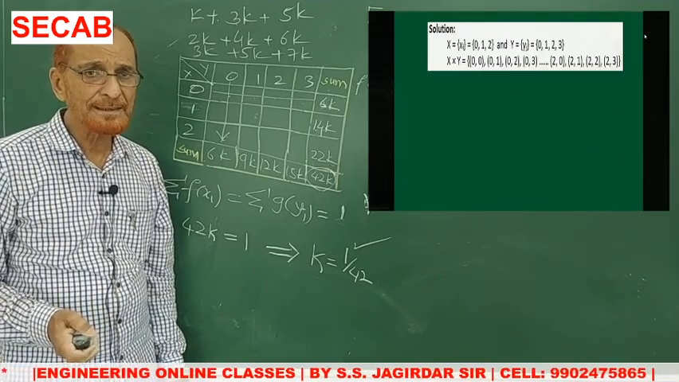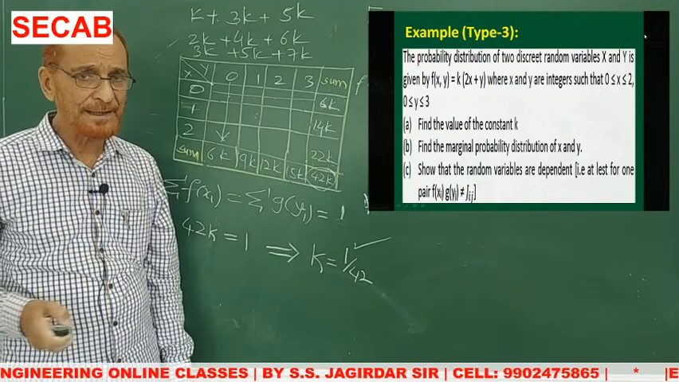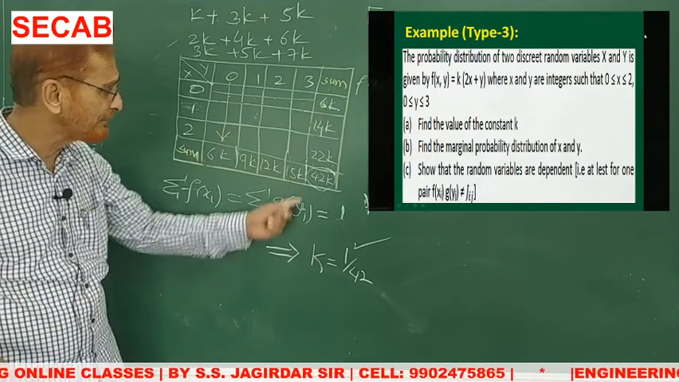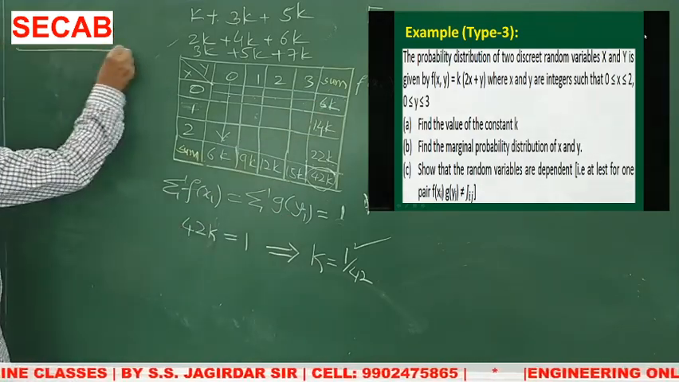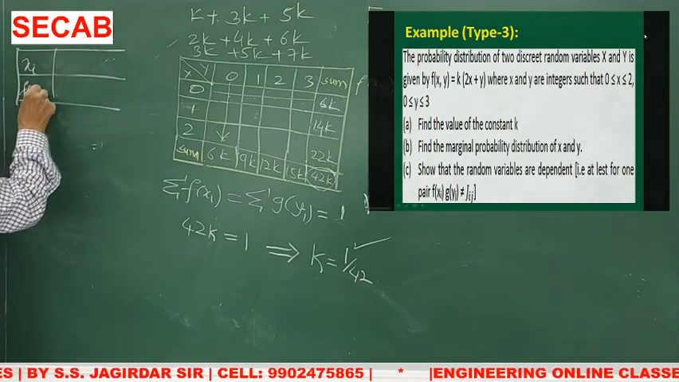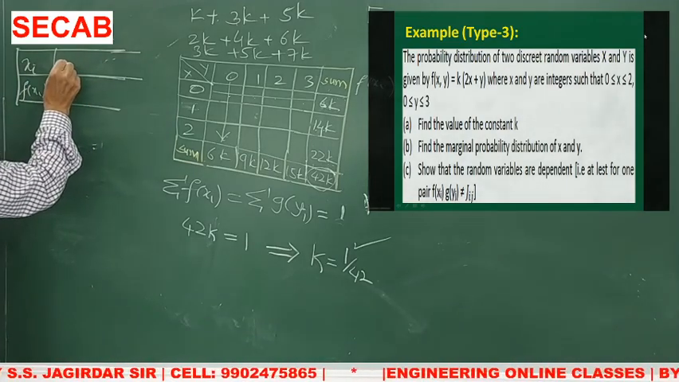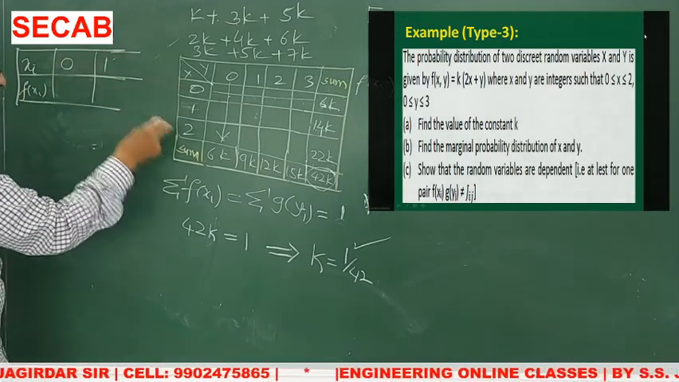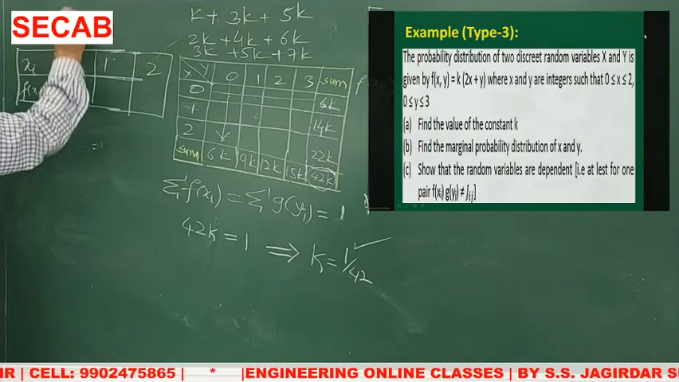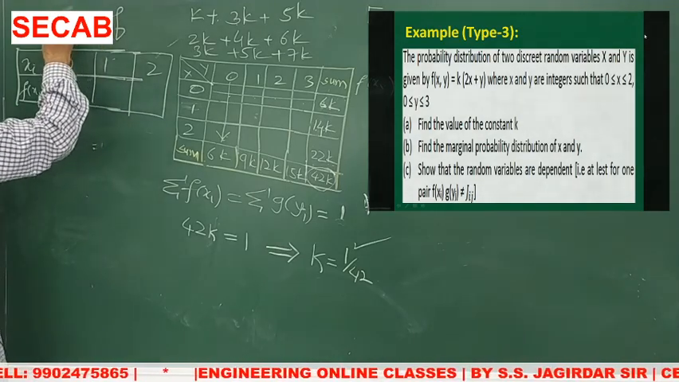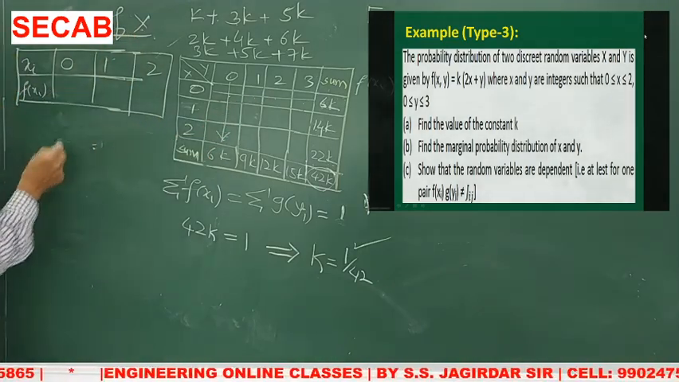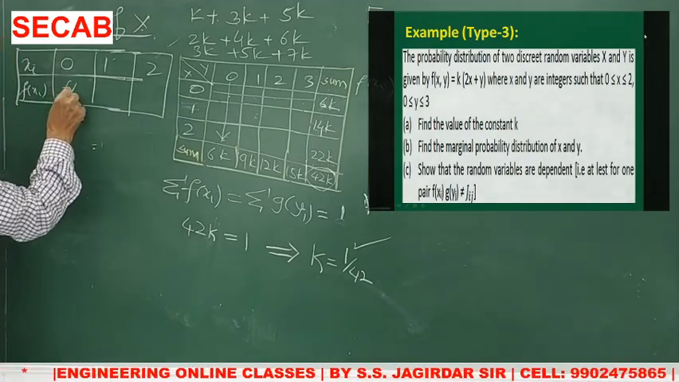Now go for the second requirement. First find the value of k. Constant k is 1 upon 42. Find the marginal probability distributions of x and y. Here you prepare the chart: put xi values and f(xi) values. X values are 0, 1 and 2. This is the marginal probability distribution of x. For 0 it is 6k. K is 1 upon 42, so it is 6 upon 42.